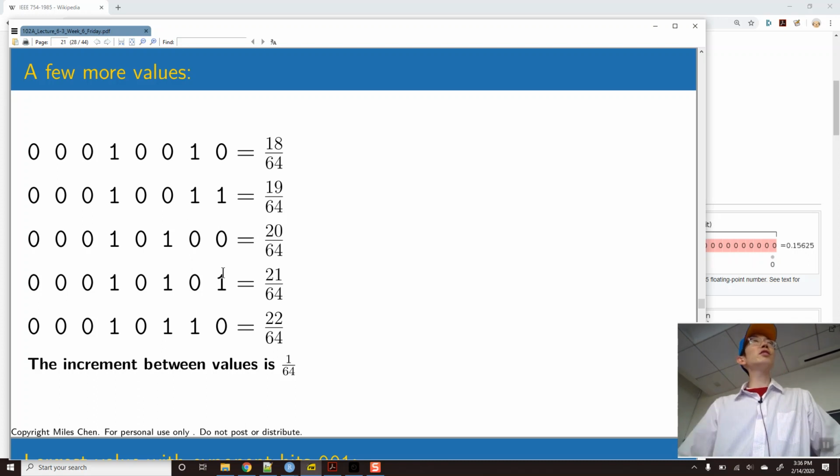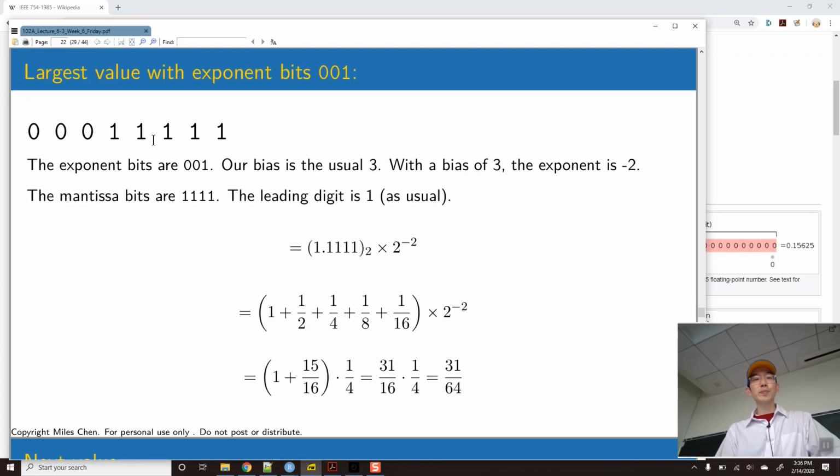So what would the largest value be that I can represent while my exponent is 001? The largest value I can have with my exponent being 001 would be what? Basically, it would be 1, and then these would be all 1s. And that's going to be 31/64. I've got 1 plus 15/16, which is 31/16, times 1/4, because we're still at 2 to the negative 2, so 31/64. We're at 0001111.